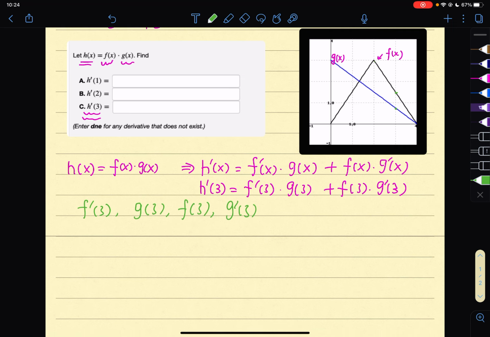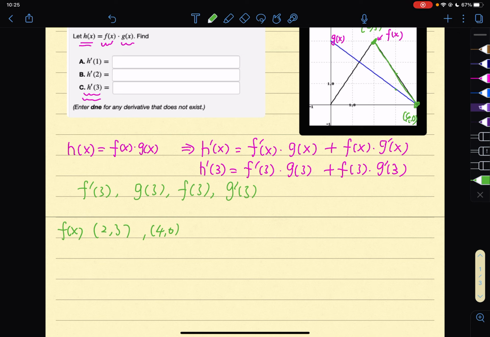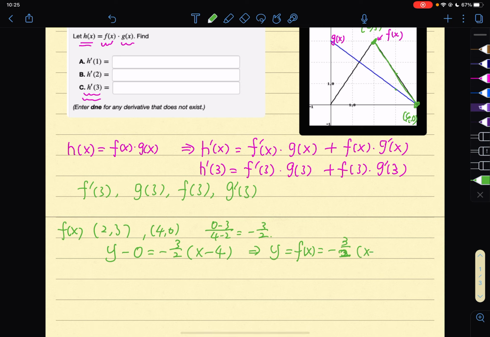So let's try to find my graph. My f of x goes from here to here, right? So my f of x goes across 2 points. This point is (2, 3), and the other point is (4, 0). So I can find the description of f of x pretty easily. The slope of it is (0 minus 3) over (4 minus 2), which is negative 3 over 2. So the equation of the line is y minus 0 equals negative 3 over 2 times (x minus 4). Everyone should be able to find the equation of the line very efficiently. So the function value is negative 3 over 2 multiplied by (x minus 4).